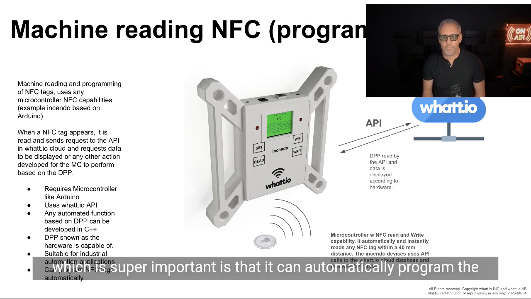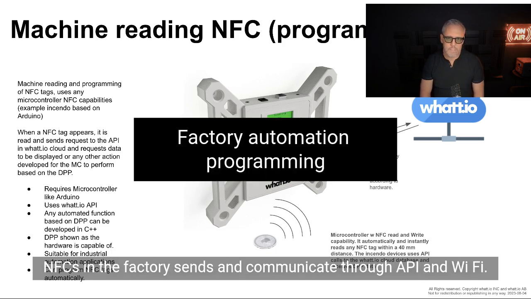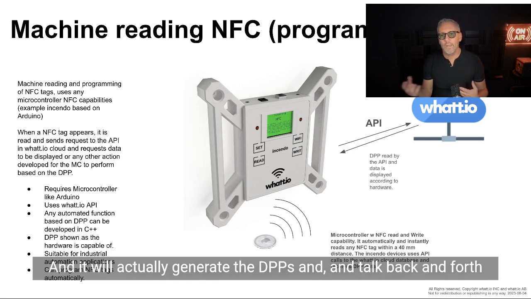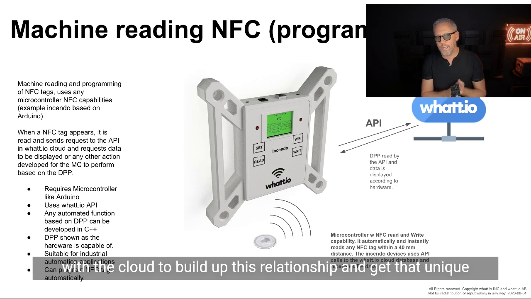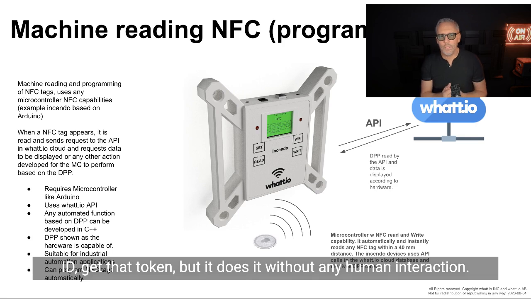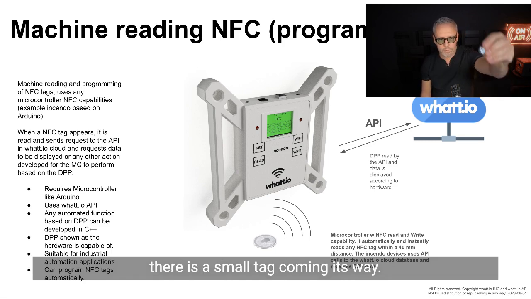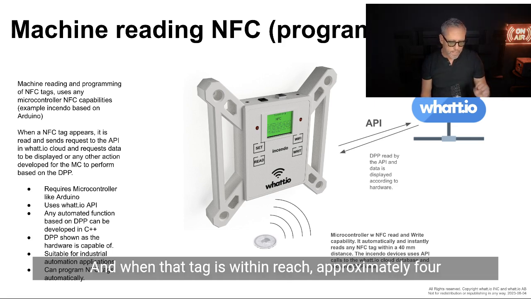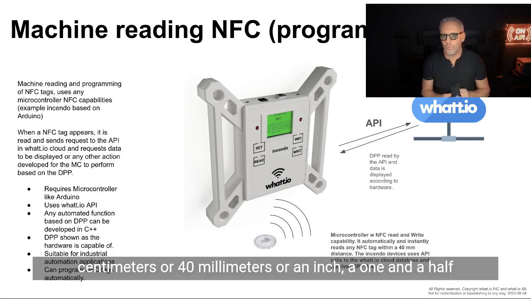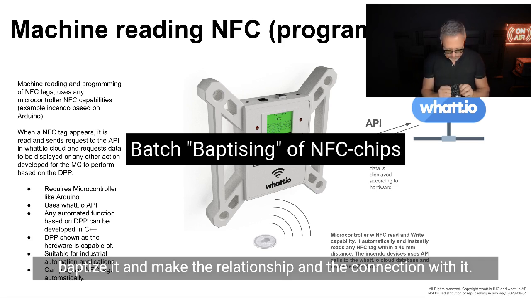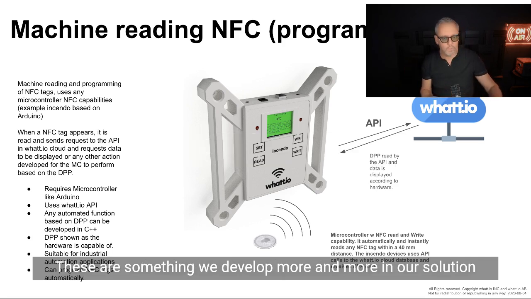Or one thing which is super important is that it can automatically program the NFCs in the factory, sends and communicate through API and Wi-Fi, obviously, with the What.io cloud, and it will actually generate the DPPs and talk back and forth with the cloud to build up this relationship and get that unique ID, get that token, but it does it without any human interaction, and it just needs to sense that there is a small tag coming its way, and when that tag is within reach, approximately 4 centimeters or 40 millimeters, or an inch, 1.5 inch, it will automatically burn the chip and basically baptize it and make the relationship and the connection with the What.io cloud.